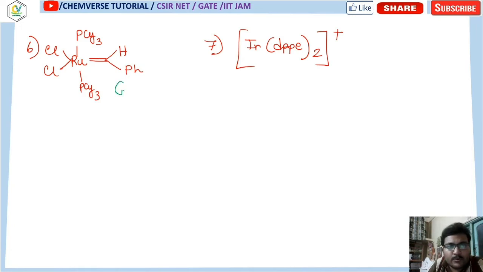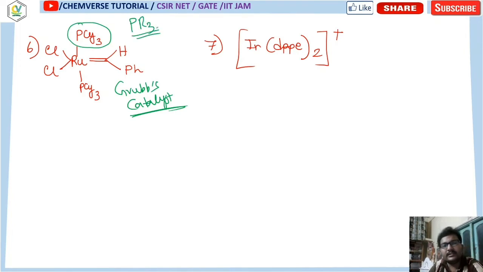Okay, moving on to this compound. This is a famous compound called Grubbs catalyst. In the organic lecture, I will upload a separate video on Grubbs catalyst. It is used in RCM, ring closing metathesis. Anyway, now PCy3, PR3, this ligand is a 2 electron donor. Chlorine is a 1 electron donor, and this part is the carbene part, so it is a 2 electron donor.